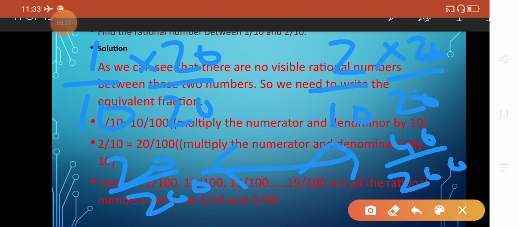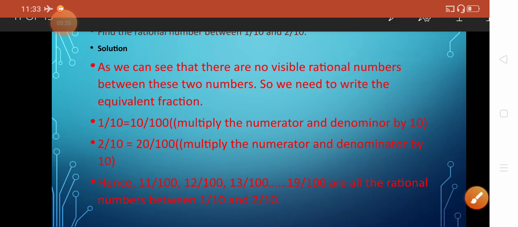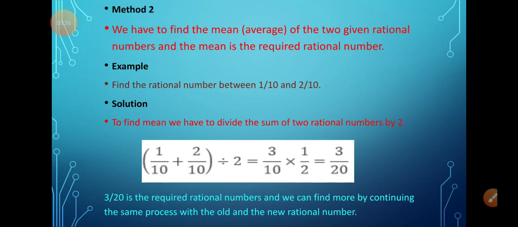For example, if you have to find more rational numbers, you can do it with 30 like this. In this way we make larger equivalent fractions, so that more and more rational numbers can come between them. The next method is the second method. For example, if you are asked to find only one rational number between them, you can use this method, but in this method you find only one rational number at a time. To find it, you have to find the mean of the two given rational numbers, and that mean is the required rational number.